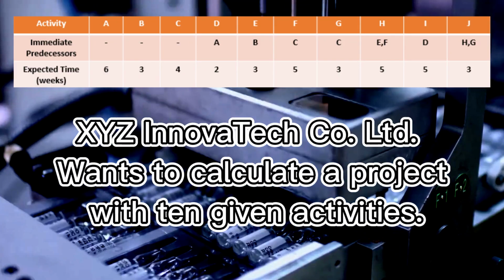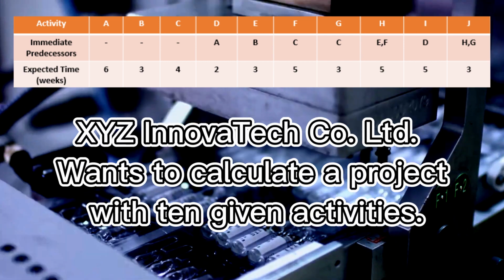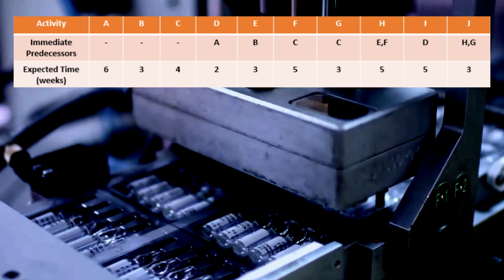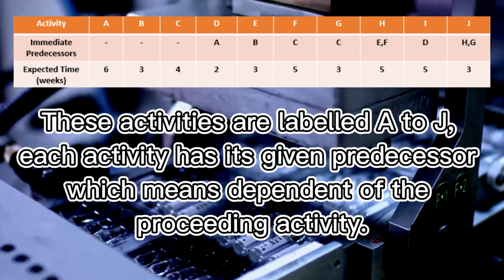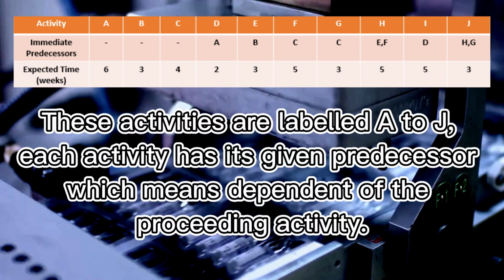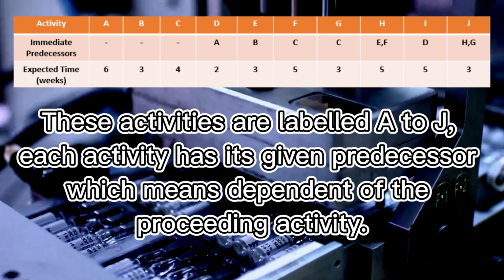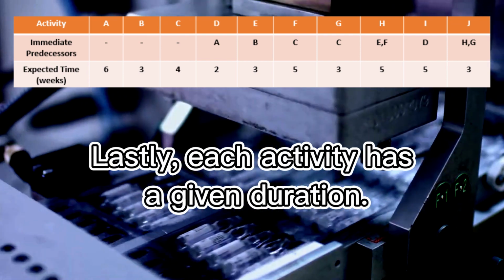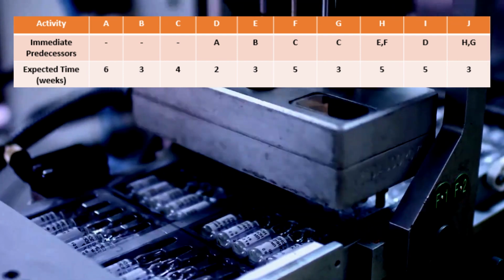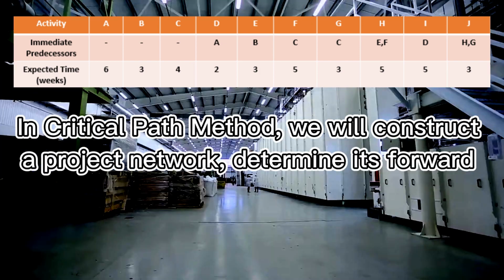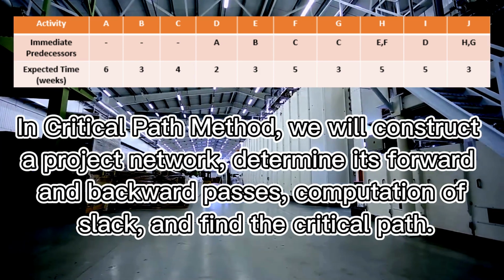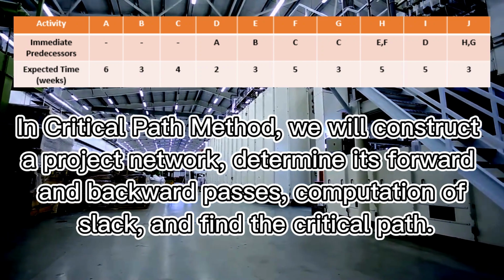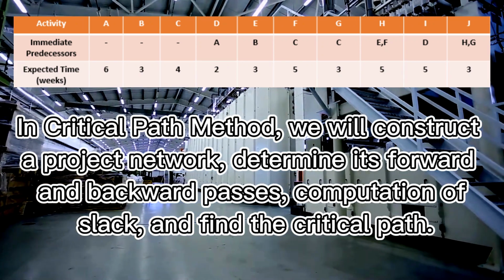XYZ Innovatech Co., Ltd. wants to calculate a project with 10 given activities. These activities are labeled A to J. Each activity has its given predecessor, which means dependent on the preceding activity. Lastly, each activity has a given duration. In the Critical Path Method, we will construct a project network, determine its forward and backward passes, compute the slack, and find the critical path.